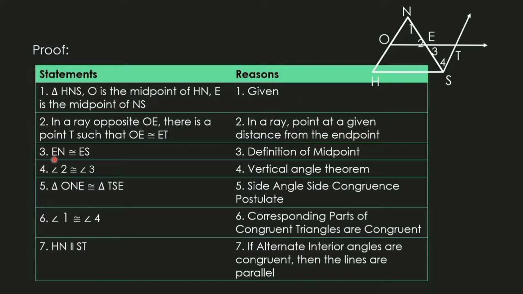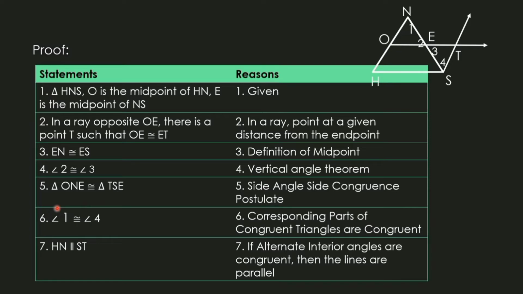Next, number 3. EN is congruent to ES. EN is here. ES, this one. Reason, definition of midpoint. Since nasa given na yung point E is the midpoint of NS, so that is EN is congruent to ES. Next, angle 2 is congruent to angle 3. Angle 2 is here, angle 3 is here. So these angles are vertical angles. So the reason is vertical angle theorem.